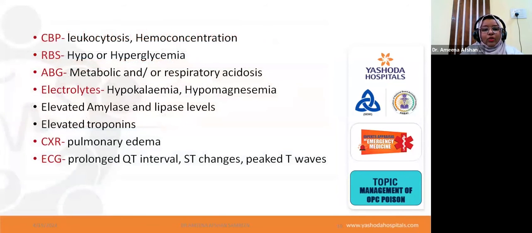Other tests we can do are CBP, where leukocytosis and hemoconcentration will be seen, and RBS, hypo or hyperglycemia. Hyperglycemia can be seen because of adrenal medulla secretion stimulating hyperglycemia. ABG shows initially metabolic acidosis. Once respiratory muscle paralysis sets in, the patient will shift to respiratory acidosis. Electrolytes show hypomagnesemia, and amylase and lipase levels are elevated. When the poison is consumed in large amounts, it can even cause pancreatitis. Troponins may be elevated, chest X-ray shows pulmonary edema, and ECG can have prolonged QT and ST wave changes.